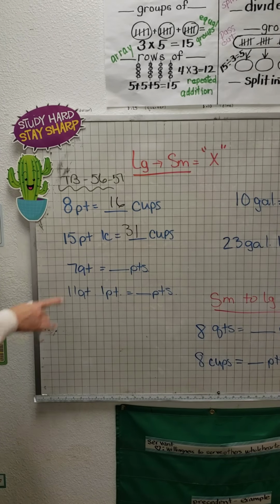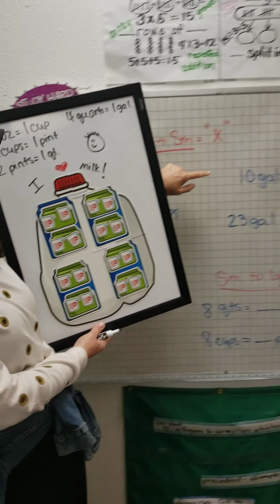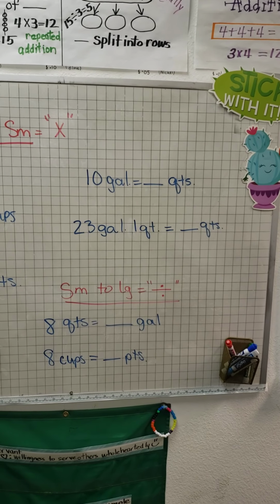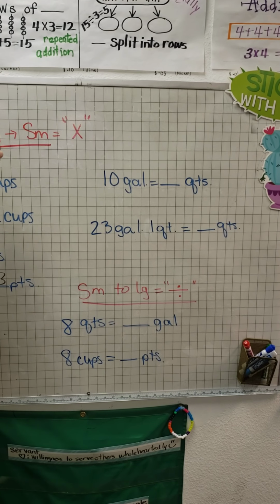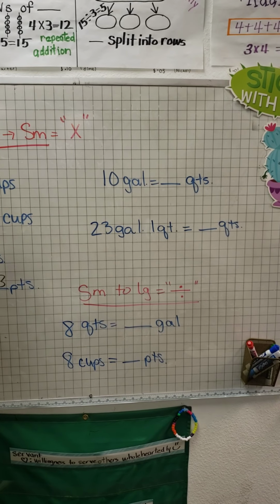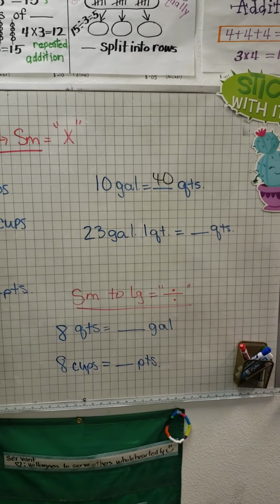All right, the next one, we have 11 quarts. So 11 times 2, 22, plus 1 more would be 23 pints. All right, let's look now at gallons. So if I had 10 gallons, here's 1 gallon, and we know that within 1 gallon, there are 4 quarts. Well, imagine if I had 10 of those. I would be multiplying 10 gallons times 4 quarts, which would be 40. So 10 gallons are equal to 40 quarts.